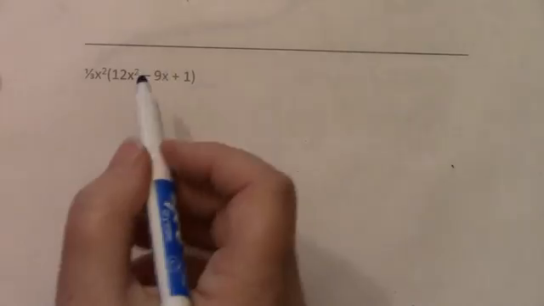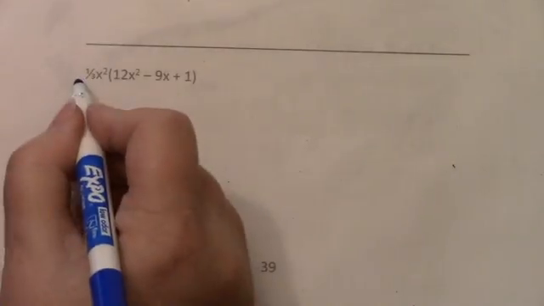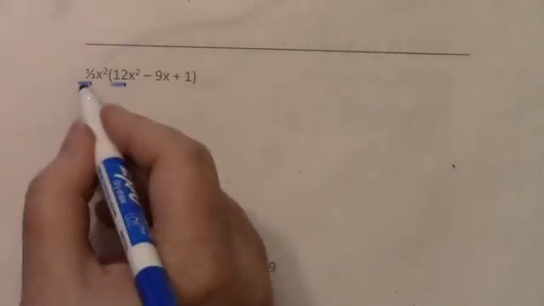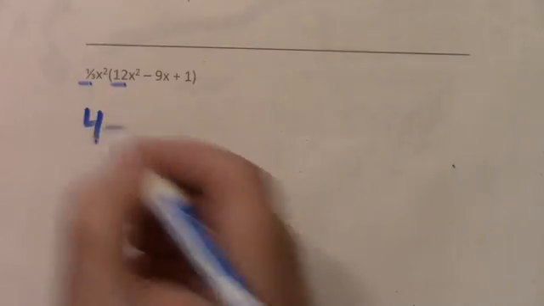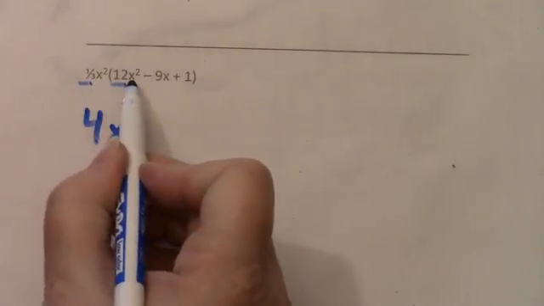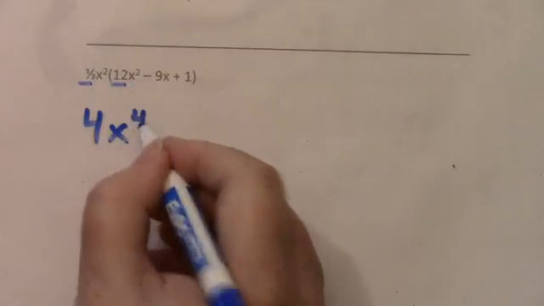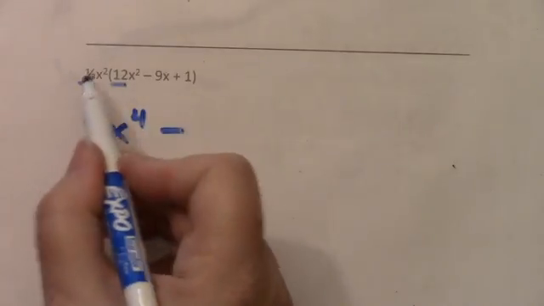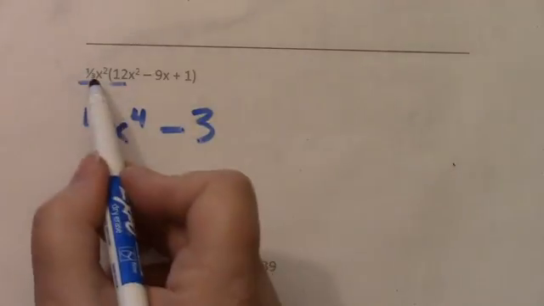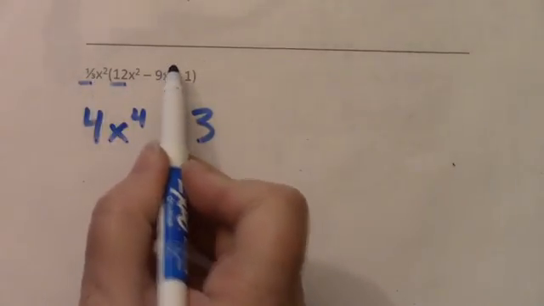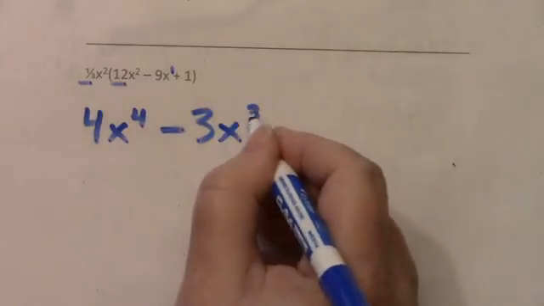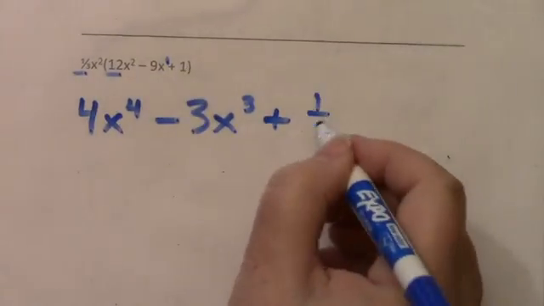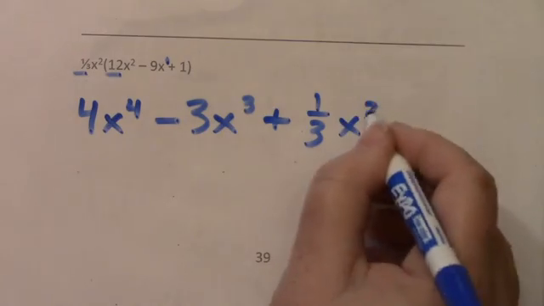And let's do one more. Coefficient, 1/3 times 12. 1/3 times 12 is positive times positive. It's going to be 4. My x's, x squared times x squared, 2 plus 2 is 4. Positive times a negative gives me negative. 1/3 times 3 is 3. X squared times x to the 1, 2 plus 1 is 3. Positive times positive, I'm going to have plus. 1/3 times 1 is 1/3. And how many x's? X squared.